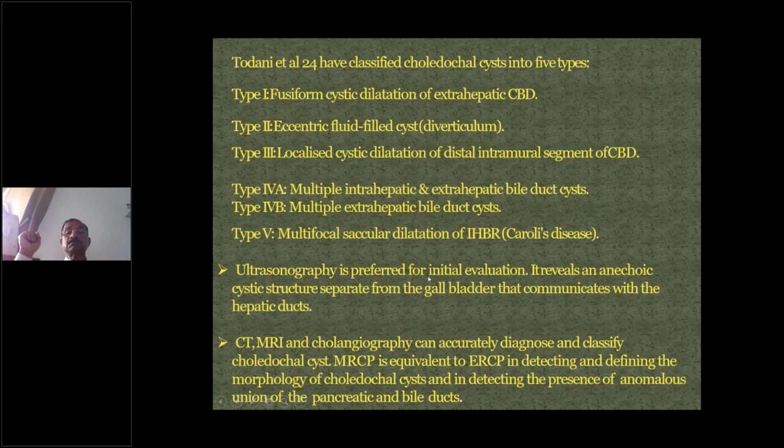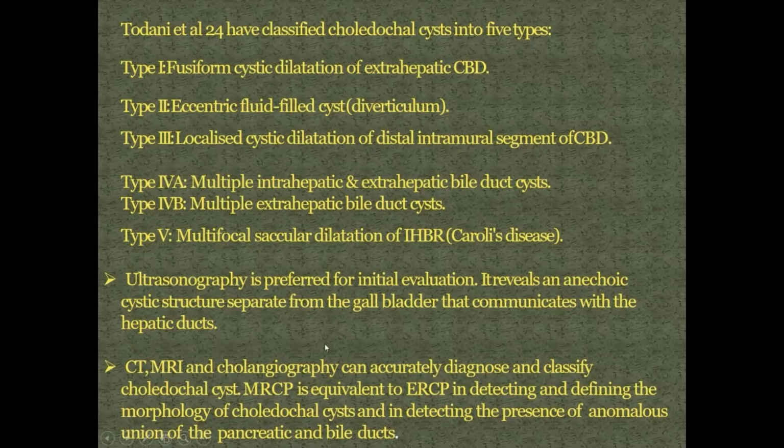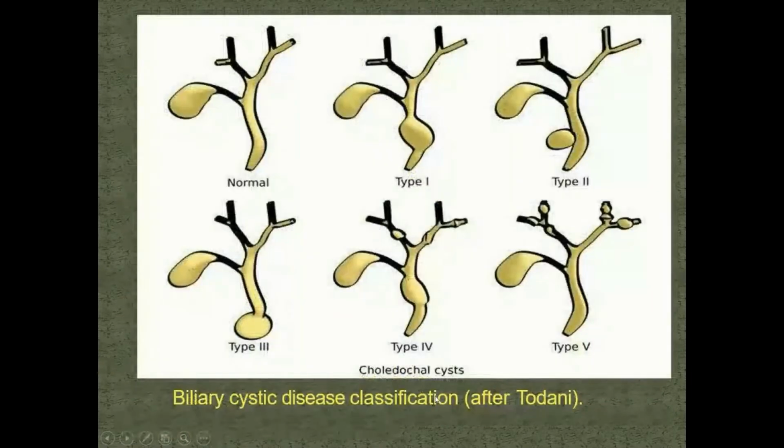Ultrasound is the preferred modality. You will see an anechoic cystic structure which is separate from the gallbladder and communicating with the hepatic ducts. When needed, it can be complemented with CT or MRCP to confirm the diagnosis and to look for any complications. So this is the Todani classification. This is type 1. This is a true diverticulum, type 2. This focal one is type 3. Type 4 will have multiple cysts, and type 5 is isolated intrahepatic biliary radical involvement.